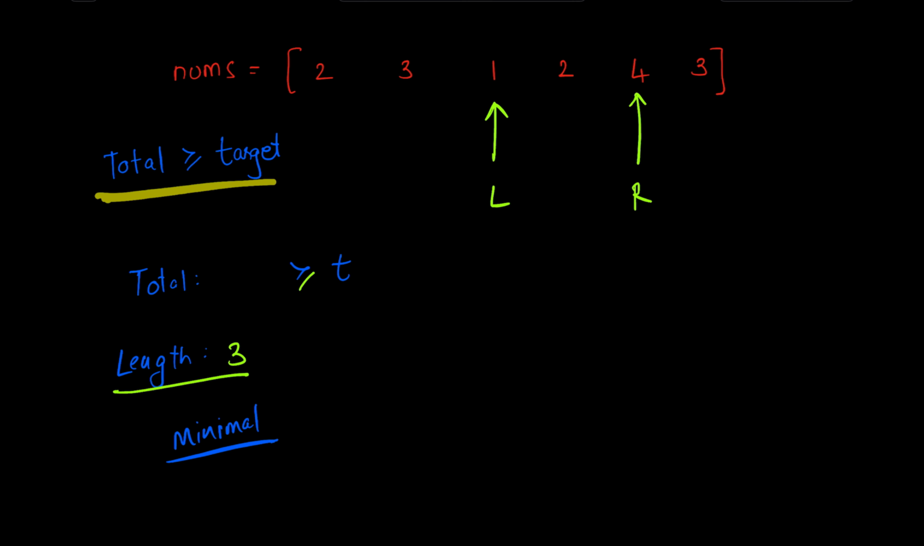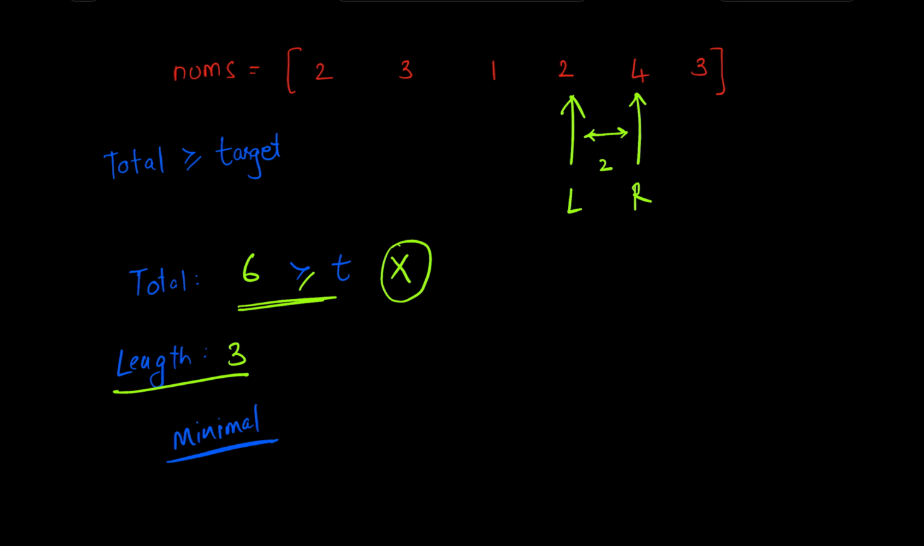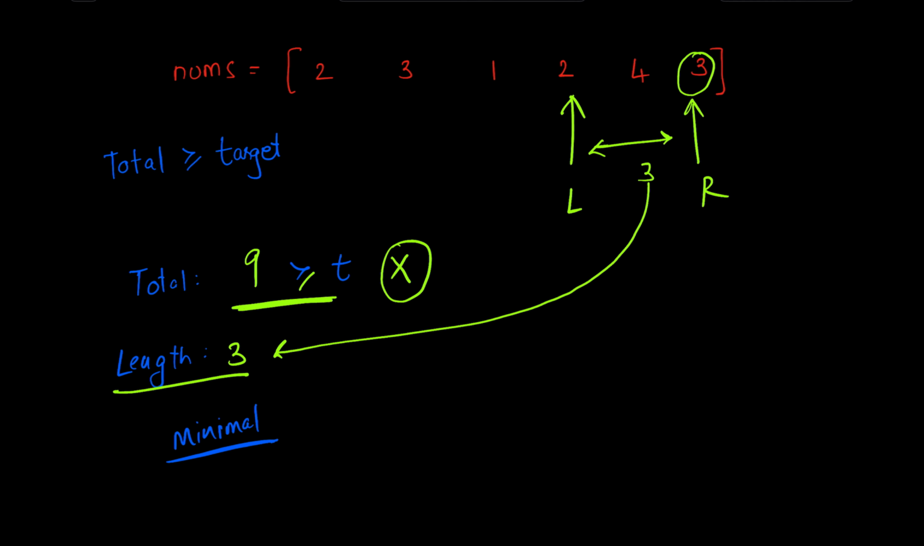As the criteria is met, we'll try to optimize our array even further. Now we have two elements in the subarray, 2 and 4, whose total is 6, which is not greater than or equal to the target. The criteria is not met, which means we need to increment the right pointer. With 3 elements in the subarray and the total is 9, it matches the criteria, but as its length is not smaller than the minimum length that we have calculated, minimum length will not be updated.